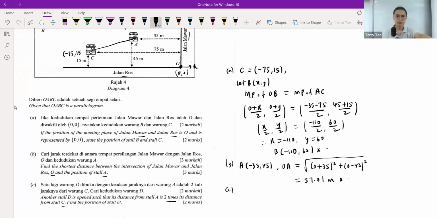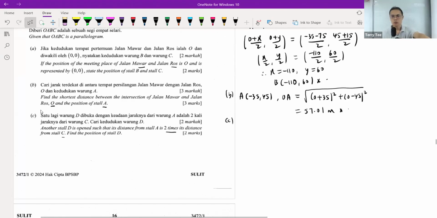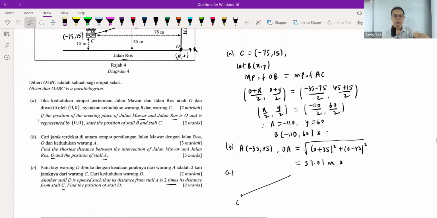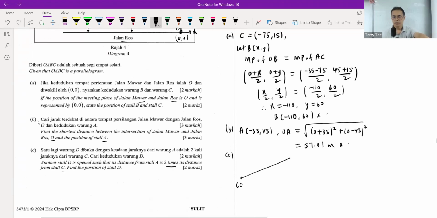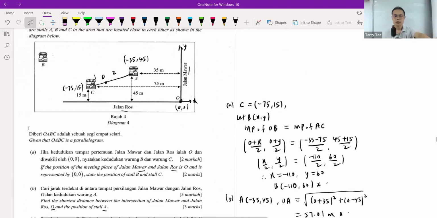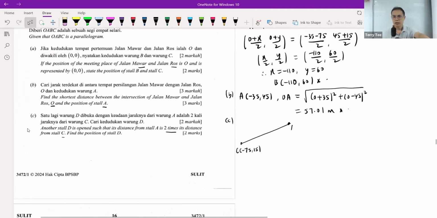The distance from A is twice the distance from C. So it looks like this, D divides it in the ratio 2 to 1. Maybe I write this separately, it's a bit hard to show you here, so I'm going to draw another line. This is C. What is C again? C is (-75, 15). Your A is (-35, 45). Where's your D? D is somewhere here, at ratio 2 to 1. This is x, y.